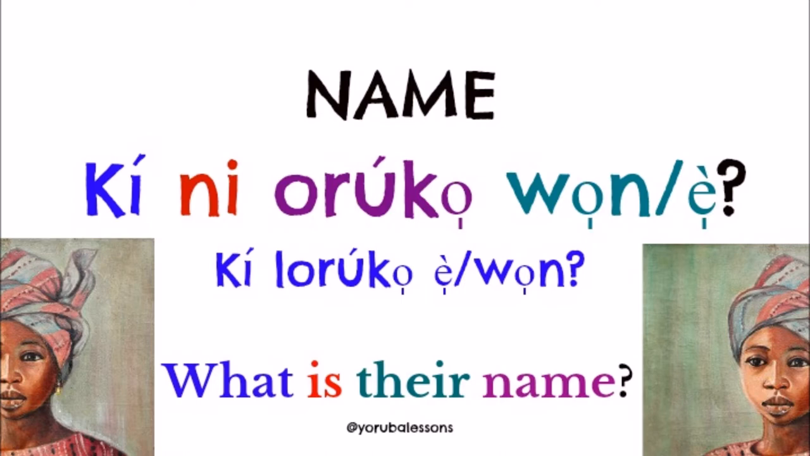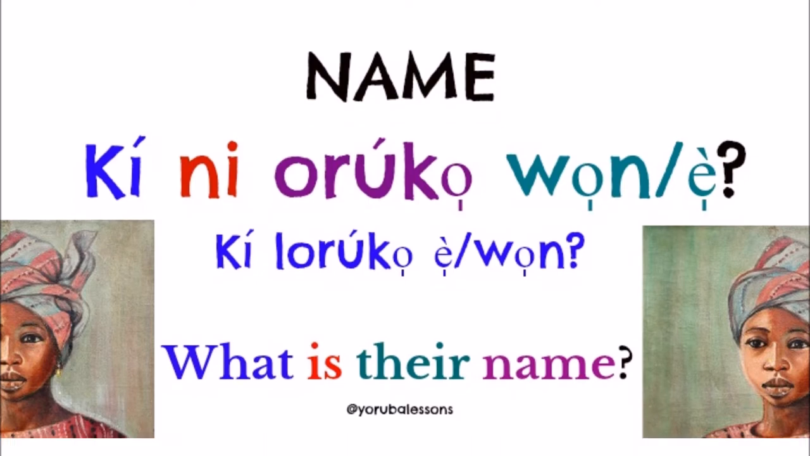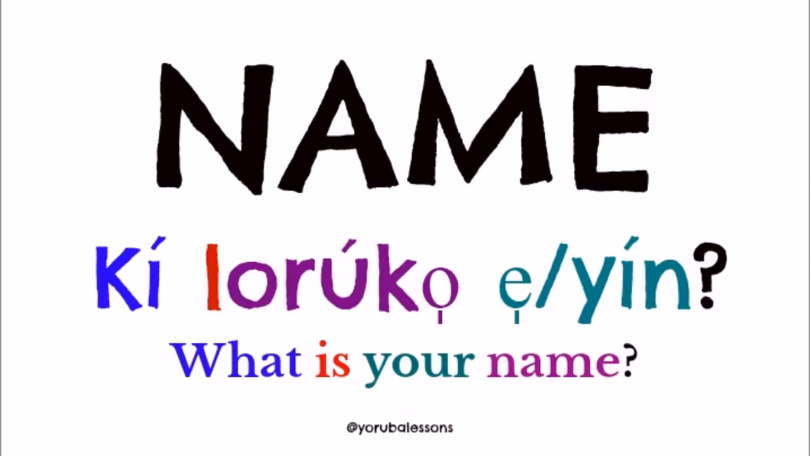So Kini, yeah, I wanted to mention another thing. Kiloruko can be another way of asking as well. It would be a conjunction of the ni and the oruko. Kiloruko instead of kini oruko. That's another way to write it. So you're combining the ni and oruko and you're forming kiloruko.